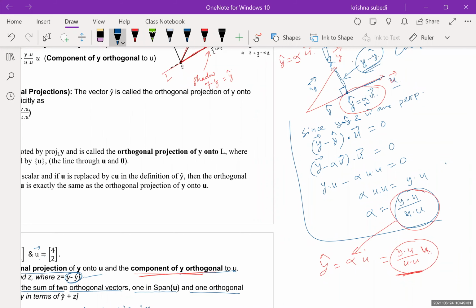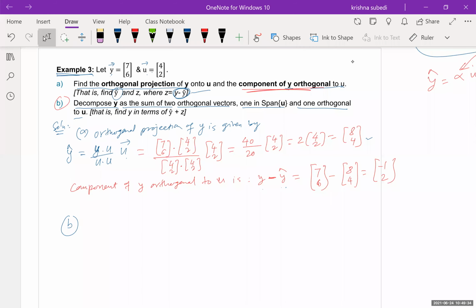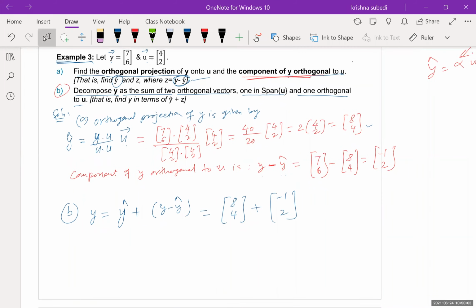So basically what we want to do in part B is decompose y as the sum of two orthogonal vectors, which means one is y hat plus another is y minus y hat. All we need to do is this. Y hat we already know, 8 and 4, plus y minus y hat we already know, which is -1 and 2. So they are perpendicular to each other. Does that make sense? Now, whether our answer is right or wrong, let us check that, just for fun.